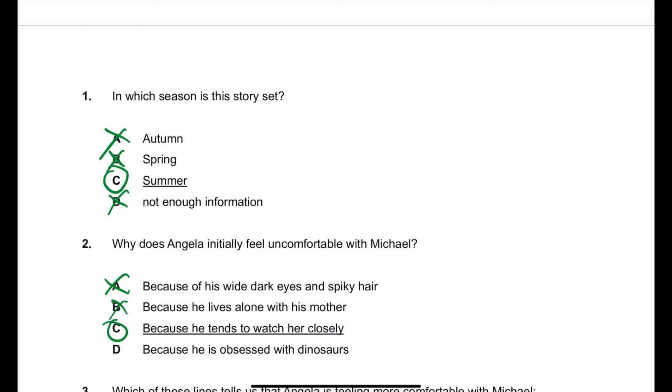Because he was obsessed with dinosaurs, this is not true. She's actually really intrigued by the fact that he's really interested in dinosaurs. She came there specifically to commend him for his picture of a dinosaur as well.